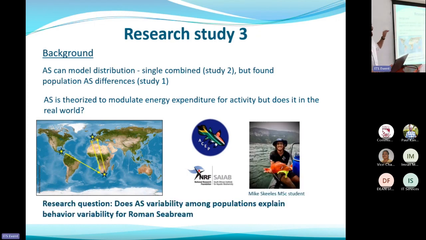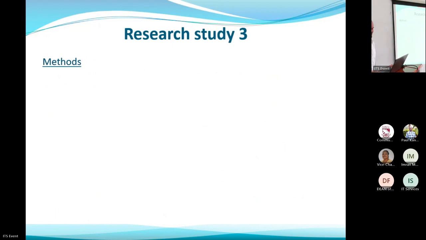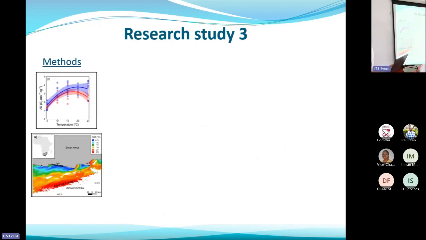This was largely done by my MSc student, Mike Skills, and it allowed us to answer this new key research question: does aerobic scope variability among populations explain behavior variability for this fish species in the wild? So the methods, just to remind you, we've got these two different aerobic scope curves in a protected and exploited area. And then we used acoustic telemetry to try and answer this question.